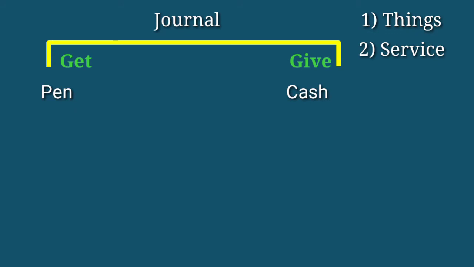Same way, I want a laptop. I will go to the shop and select my laptop, whichever I like. Okay. And at the same time I pay the cash also. Without cash, he will not give. That means I get the laptop and I give the cash.